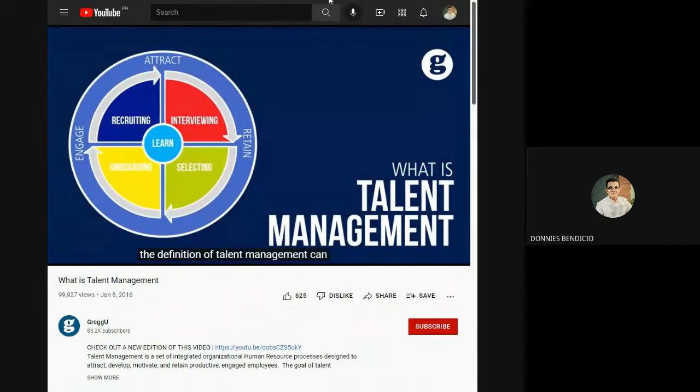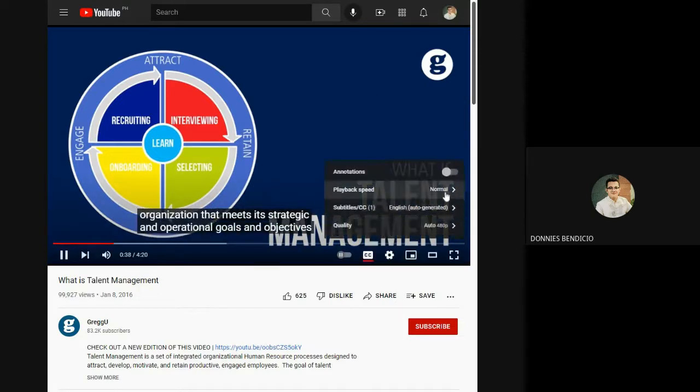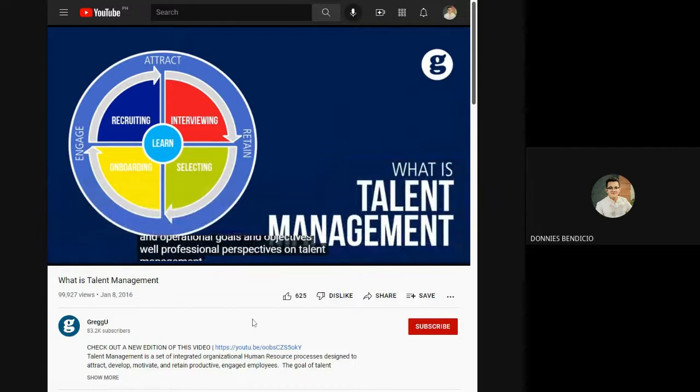The definition of talent management can often be perceived as elusive. Human resource professionals themselves commonly have different definitions of talent management. That said, talent management is a set of integrated organizational human resource processes designed to attract, develop, engage, and retain productive, engaged employees. The goal of talent management is to create a high-performance, sustainable organization that meets its strategic and operational goals and objectives. While professional perspectives on talent management vary dramatically, the fact is human resource professionals do talent management on a daily basis. Let's take a look at a model that defines talent management in clear terms.